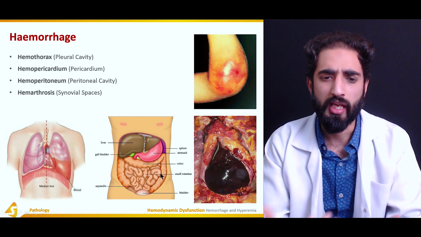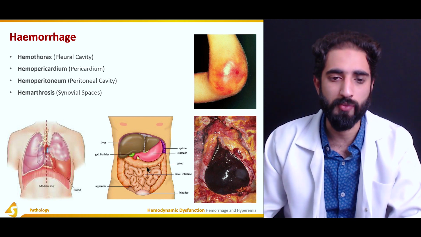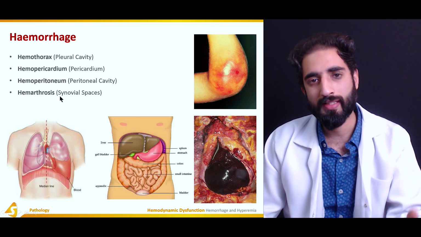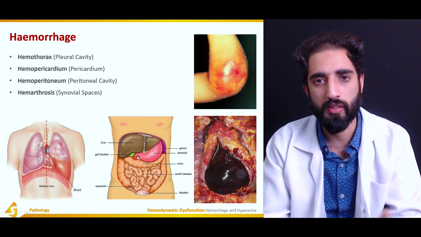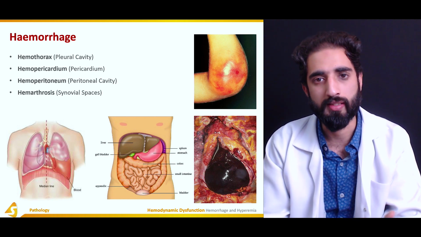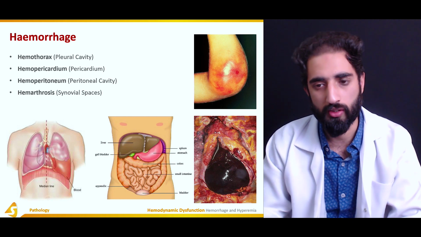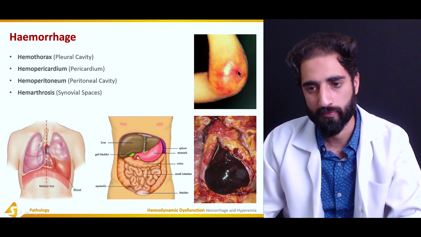The last is the hemarthrosis. Arthrosis means joints. So this is actually when the blood leaves the vasculature and enters the synovial spaces of the diarthrodial joints, as you can see here.